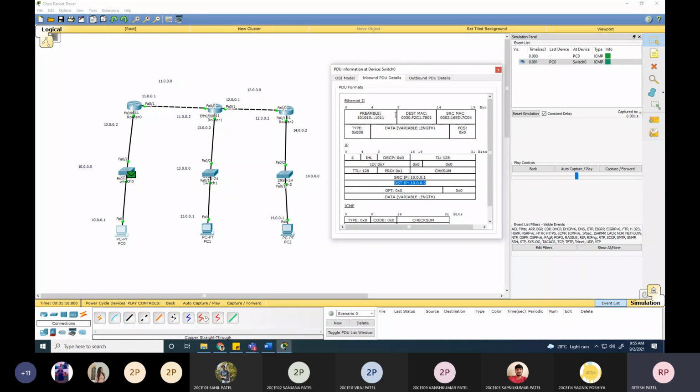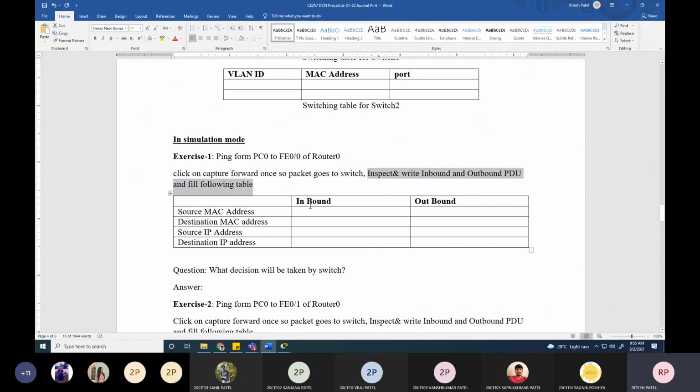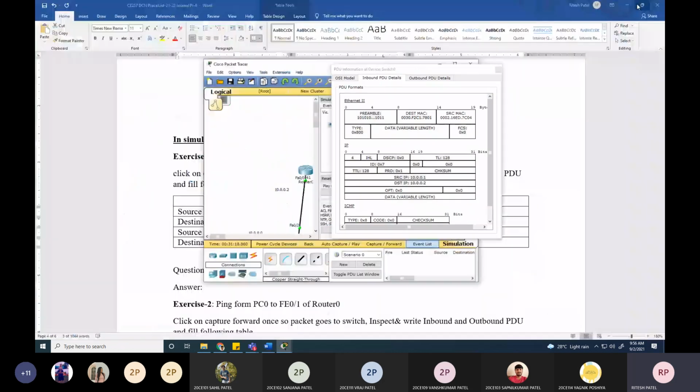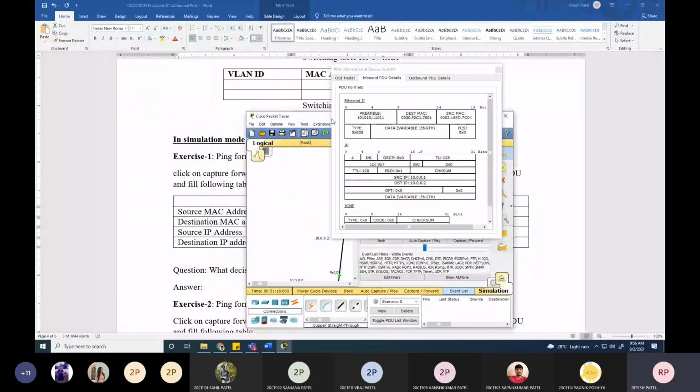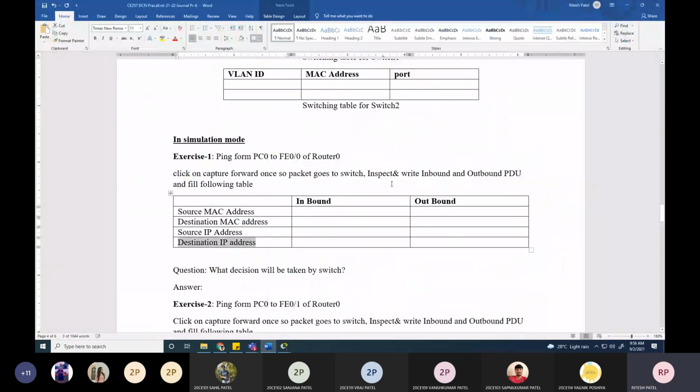We are going to write the destination MAC address, and it is clearly mentioned over here in the inbound data. This is the inbound PDU detail. What is the source MAC address, destination MAC address, what is the source IP and destination IP. So what we have to figure out is only this one.